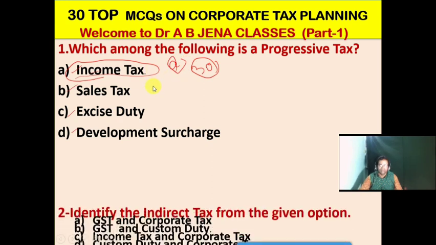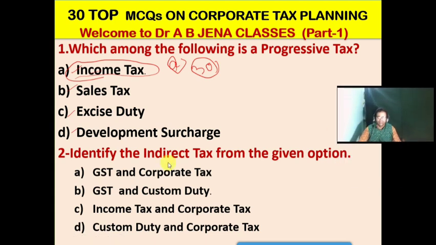Next MCQ: identify the indirect tax from the given options. A, GST and corporate tax; B, GST and custom duty; C, income tax and corporate tax; D, custom duty and corporate tax. Friends, B is the right option for this MCQ. This is part 1, and very soon you will get part 2 of the MCQs from corporate tax planning. GST and custom duty are the indirect taxes.